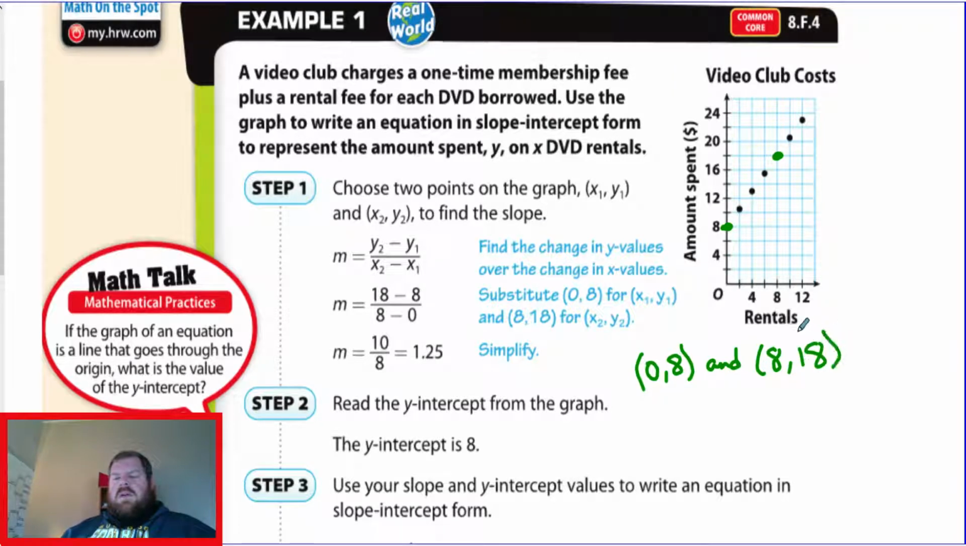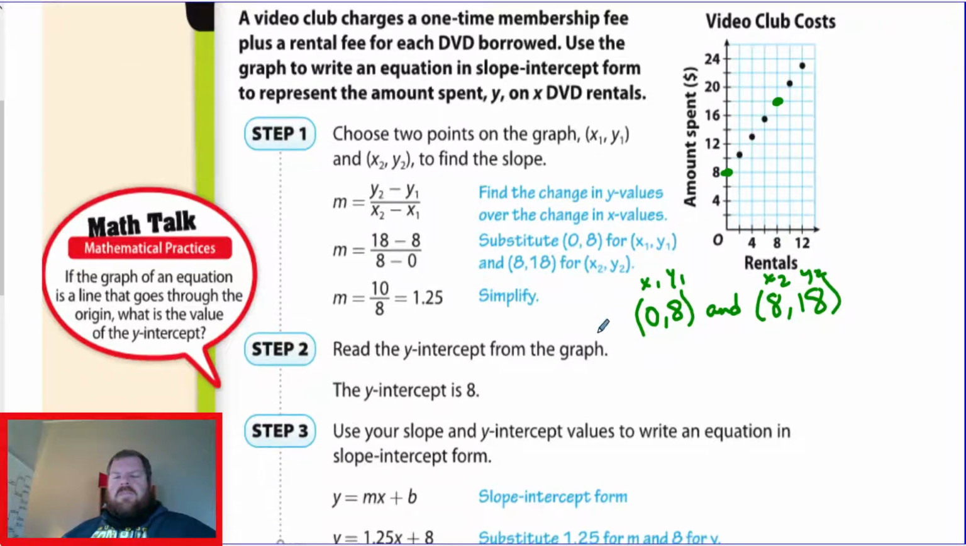So I'm treating this as my x1, y1, and x2, y2. y2 minus y1 is 18 minus 8, which is 10. And x2 minus x1 is 8 minus 0, which is 8. And 10 over 8 simplifies to 1.25.